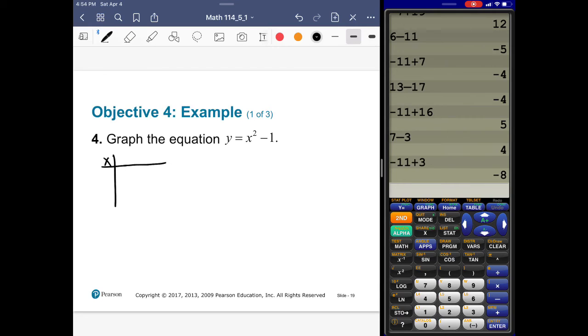So we're going to do our little table. But before we would do only 1 or 2 points, because that would be a line. This is not a line, so we need more than that. So let's do -2, -1, 0, 1, and 2. So I have y equals -2 squared minus 1. That's going to give me y equals 4 minus 1, which equals 3.